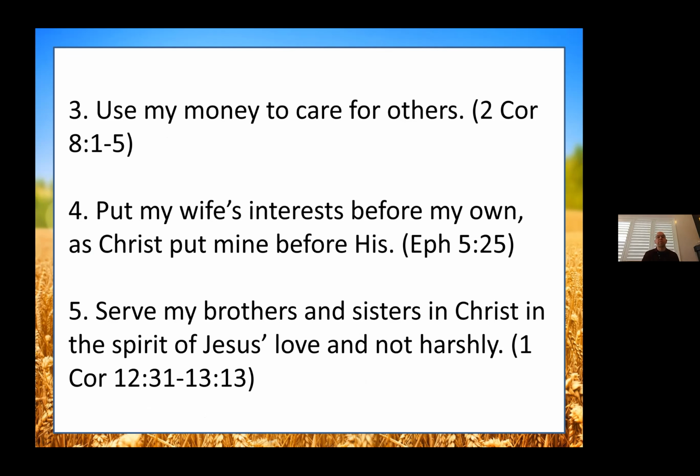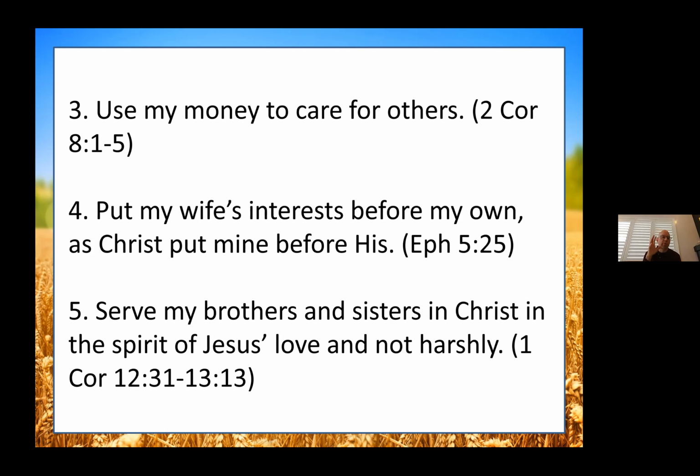Number three, to use my money to care for others. In 2 Corinthians 8, we see this. There was a need. There was a famine in Judea, and Paul was encouraging the churches to set aside money so he could collect it and take it to help these needy believers buy food. A group of believers called the Macedonians were very poor, and yet they earnestly desired to give some money, even though they had so little, because they first gave themselves to the Lord, and then out of that they gave.